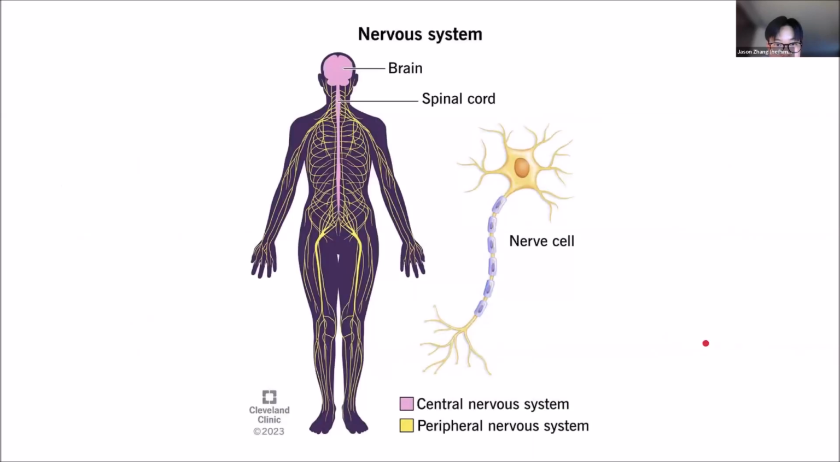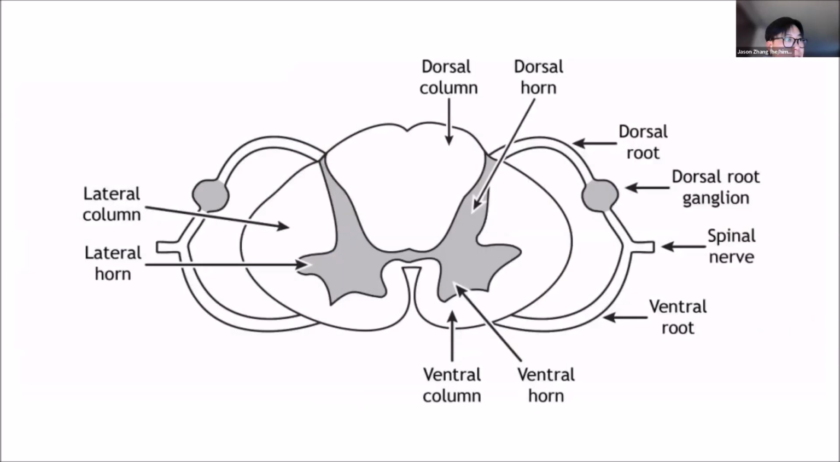And okay, so let's go into neurology. So this is a cross-section of the spinal cord. And some things to know is there are two different parts. There's a dorsal root and a ventral root. The dorsal root will contain more sensory nerves, and the ventral root will be more motor nerves.